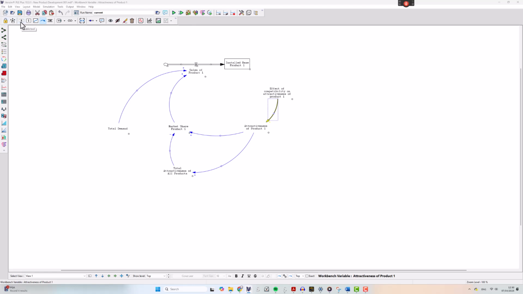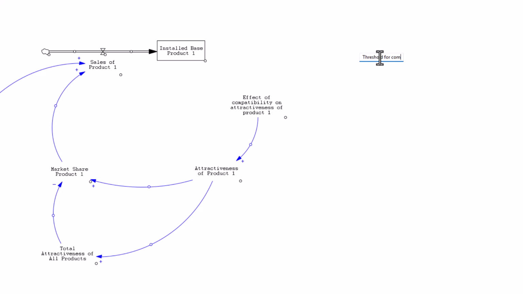Now we'll add two variables so that we can control the effect of compatibility. One variable will be the threshold for compatibility effects. This is the threshold below which the network effects are unimportant. You can imagine that if only one person in each city has a VHS recorder, then they can't easily drive to the next city to borrow a videotape. But if everyone on your street has a video recorder, you can easily borrow a tape, and hence network effects are important. As well as threshold, we will have another variable, sensitivity of attractiveness to installed base.